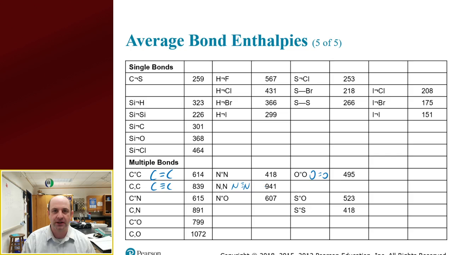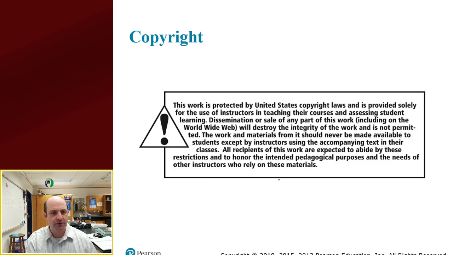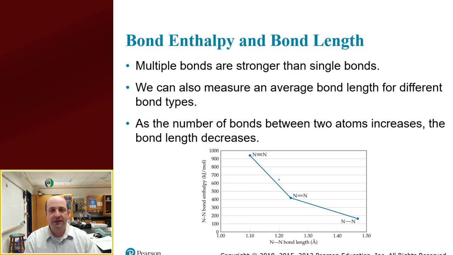It's this energy from forming that nitrogen-nitrogen triple bond. So I think we're almost done actually. We'll talk about this and then we'll go back and do a practice problem with those. In general, multiple bonds are stronger than single bonds. So here's nitrogen: weaker, stronger, even stronger.